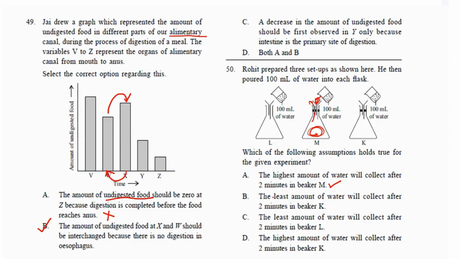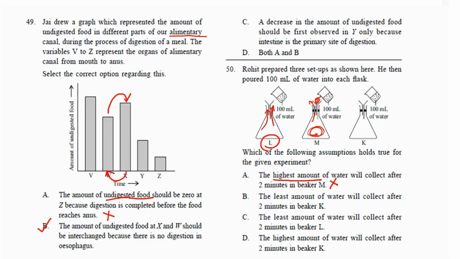The B option says the least amount of water will collect after 2 minutes in beaker K. Actually, the first option is incorrect. Why? Because they have asked for the highest amount, right? The highest amount will be in L, not M actually. So this is wrong, because in L there is nothing blocking the air, so the air can easily pass through to the open space. So the highest amount of water will be collected in L, not M. So the first one is incorrect.